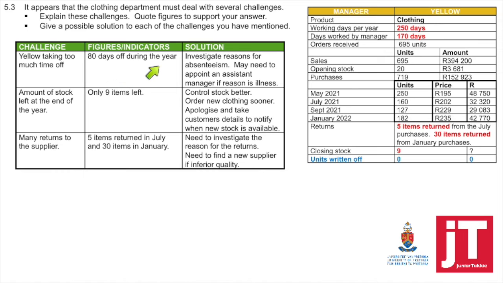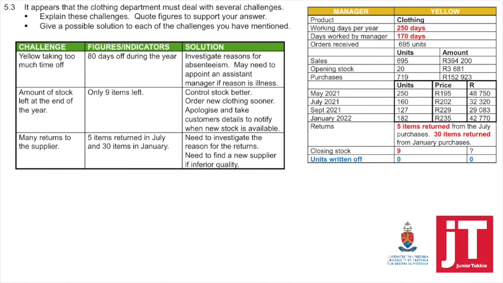80 days was taken off during the year, 250 minus 170 days. So a solution is to investigate reasons for the absenteeism. You may need to appoint an assistant manager if the reason is due to illness. If we look now at the amount of stock left at the end of the year, there's only 9 items left over. So advice or solution, we need to make sure that we control our stock better.